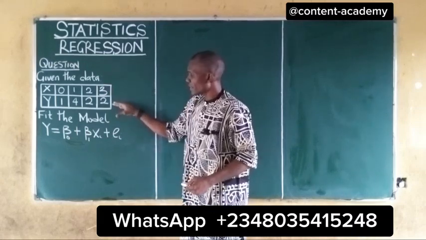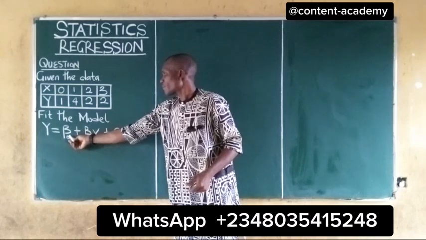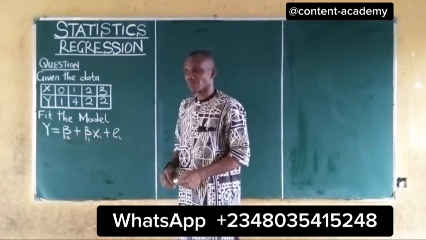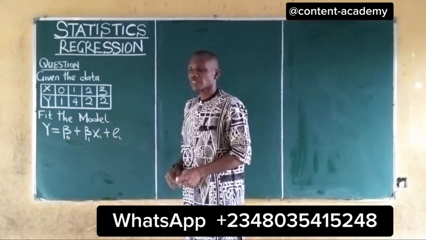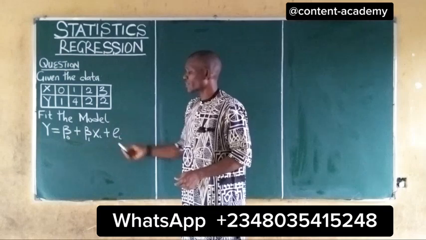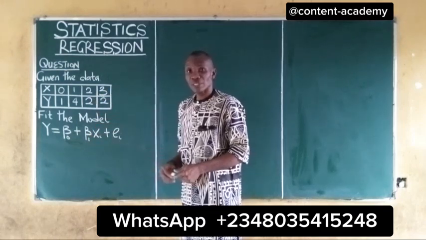We are asked to fit the data to the model. This is a regression model where we have B0 and B1 as the estimates. We have Y as the dependent variable, X as the independent variable, and this is the error term. So we are asked to fit this data into this model.